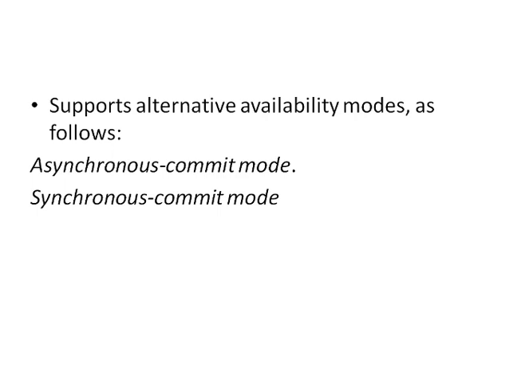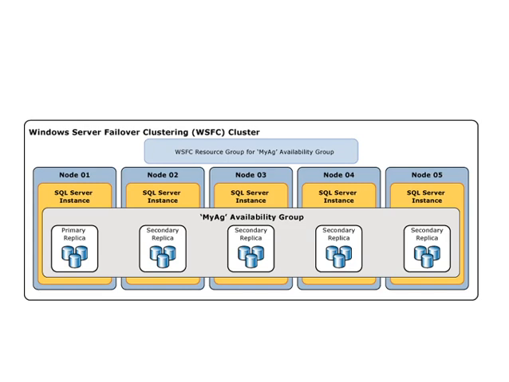This we already discussed, asynchronous commit mode and synchronous commit mode. In synchronous mode, it will commit to a secondary and then commit to a primary, whereas in asynchronous mode, it will commit to a primary and will not wait for commit to a secondary. Secondary can be committed at any time, so it is asynchronous commit mode.